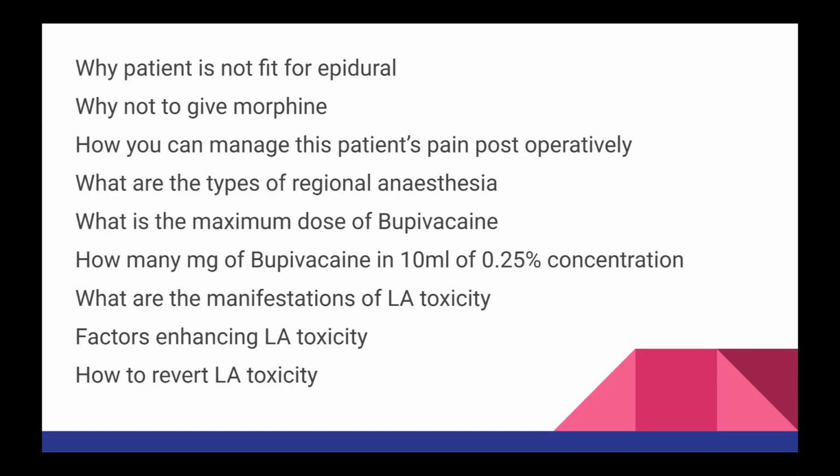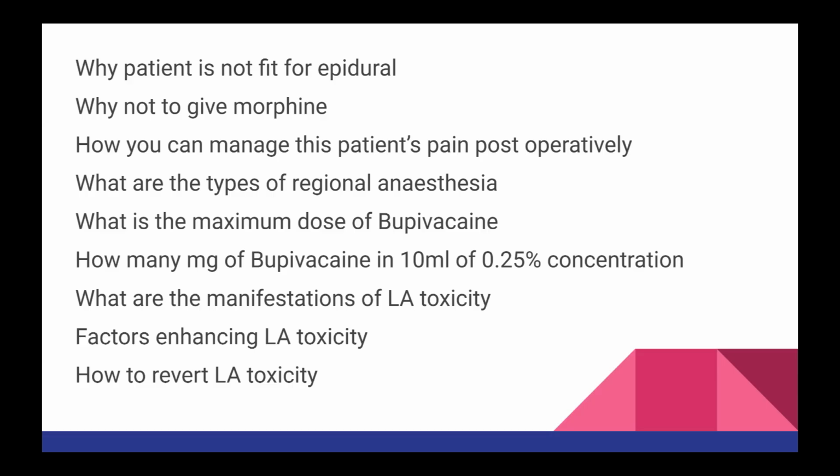Okay. So what is the maximum dose of bupivacaine that can be used? 2 mg per kg. Okay, so how many milligrams of bupivacaine are in 10 ml of 0.25% concentration? 10 ml contains 25 mg.